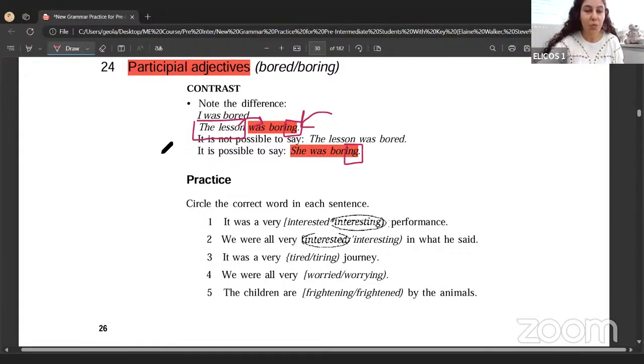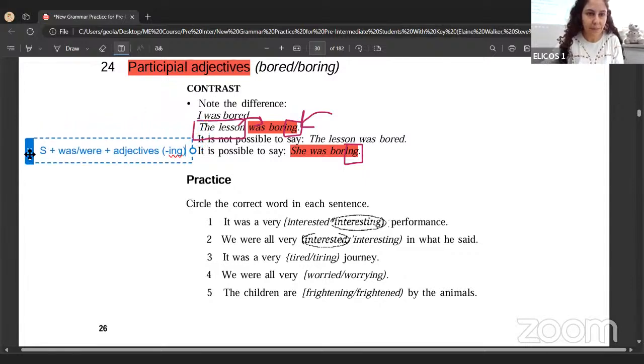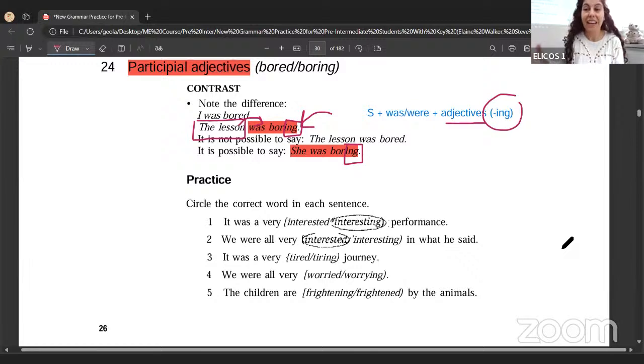So how do we do these sentences? We start with a subject. Okay, and then you use was or were, depending on if you're talking about a singular or a plural subject. And then you've got an adjective, and these adjectives usually have the ing. Okay, different to, that's the rule here. So different to the adjectives we looked at before, because these adjectives have an ing ending.